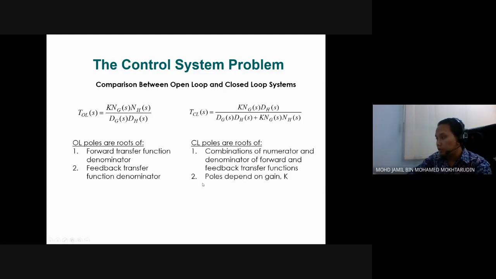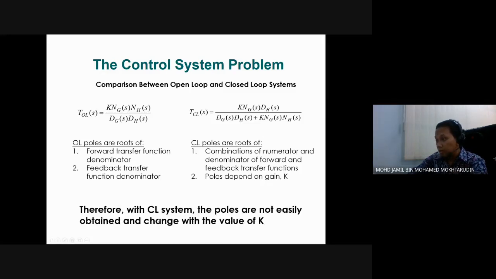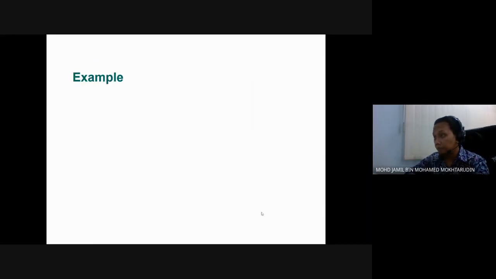So here is what I'm trying to say. So combination of numerator and denominator of forward and feedback transfer function. So poles depend on gain K. So the denominator here has gain K here. So to find the poles, you need to know the value of K for a specific system. So therefore, for closed loop system, the poles are not easily obtained and change with the value of K.